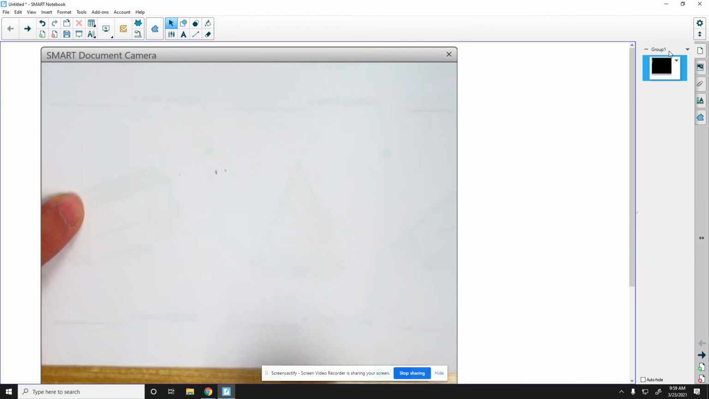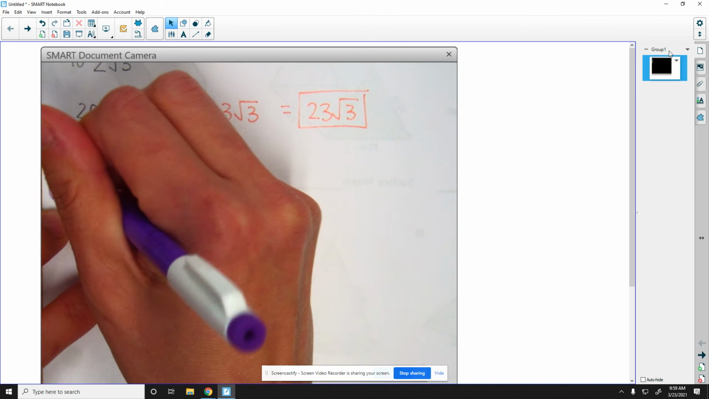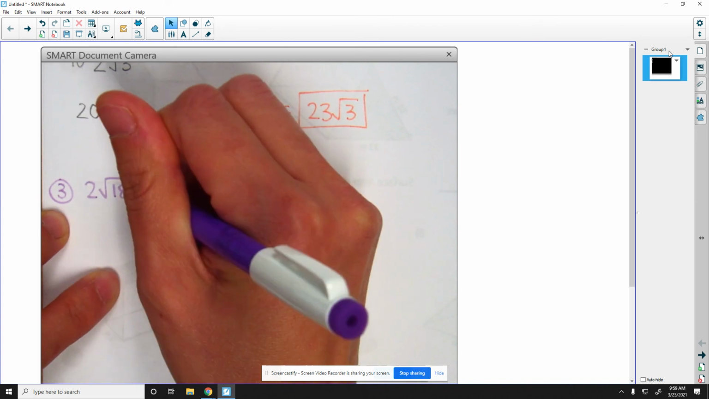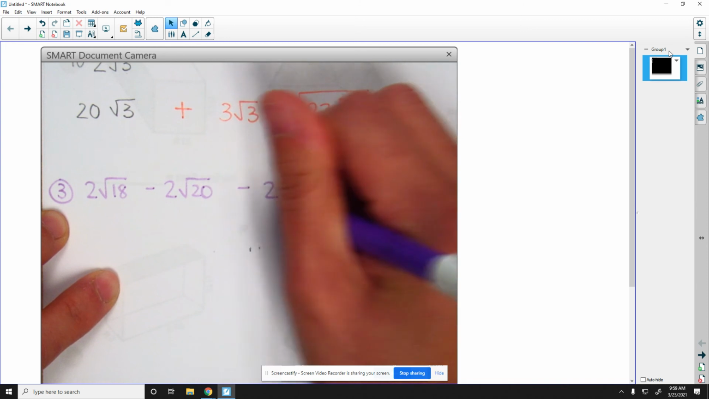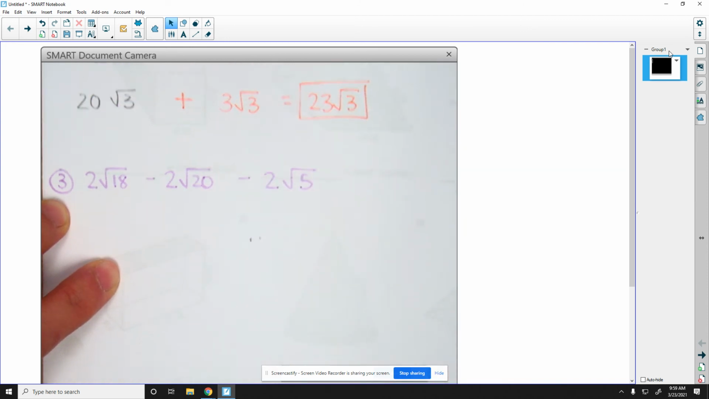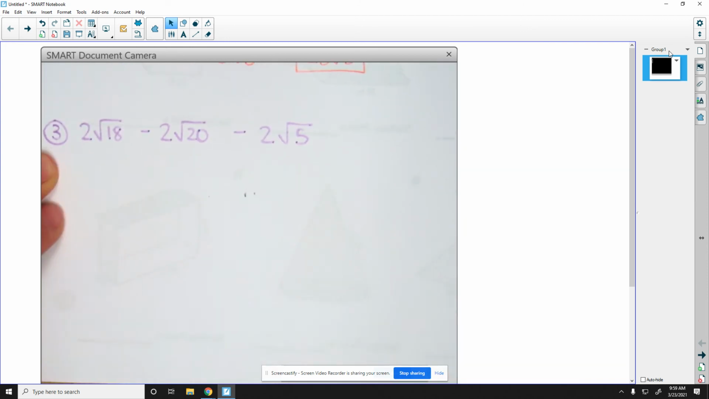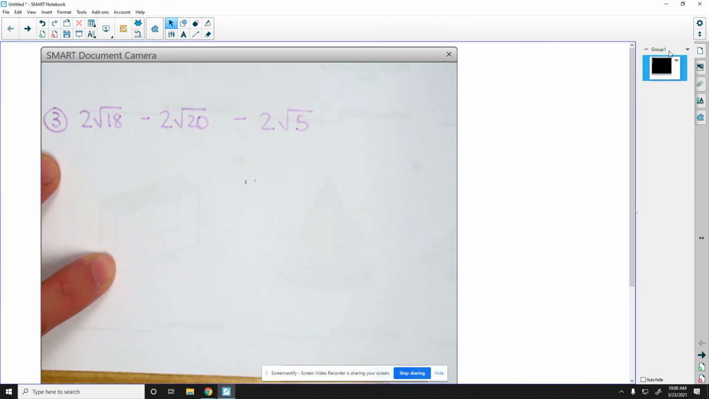Let's say I have this: 2 radical 18 minus 2 radical 20 minus 2 radical 5. So it's not any more difficult. I'm just adding more to the problem, just making it longer. 2 radical 18 minus 2 radical 20 minus 2 radical 5. You're still doing the same exact process though.